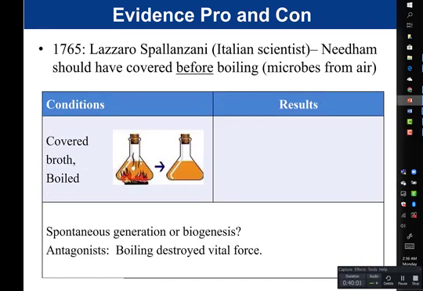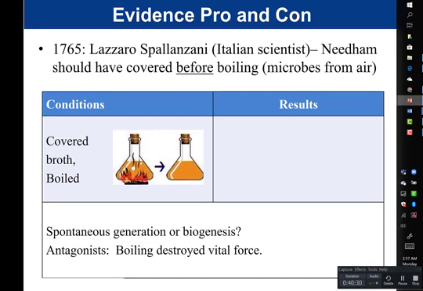So in 1765, Lazzaro Spallanzani, who was an Italian scientist, said that Needham should have covered before boiling, to protect the broth from microbes in the air falling in. So he repeated this experiment. He capped it first, then he boiled it, right? So notice that nothing can fall in.